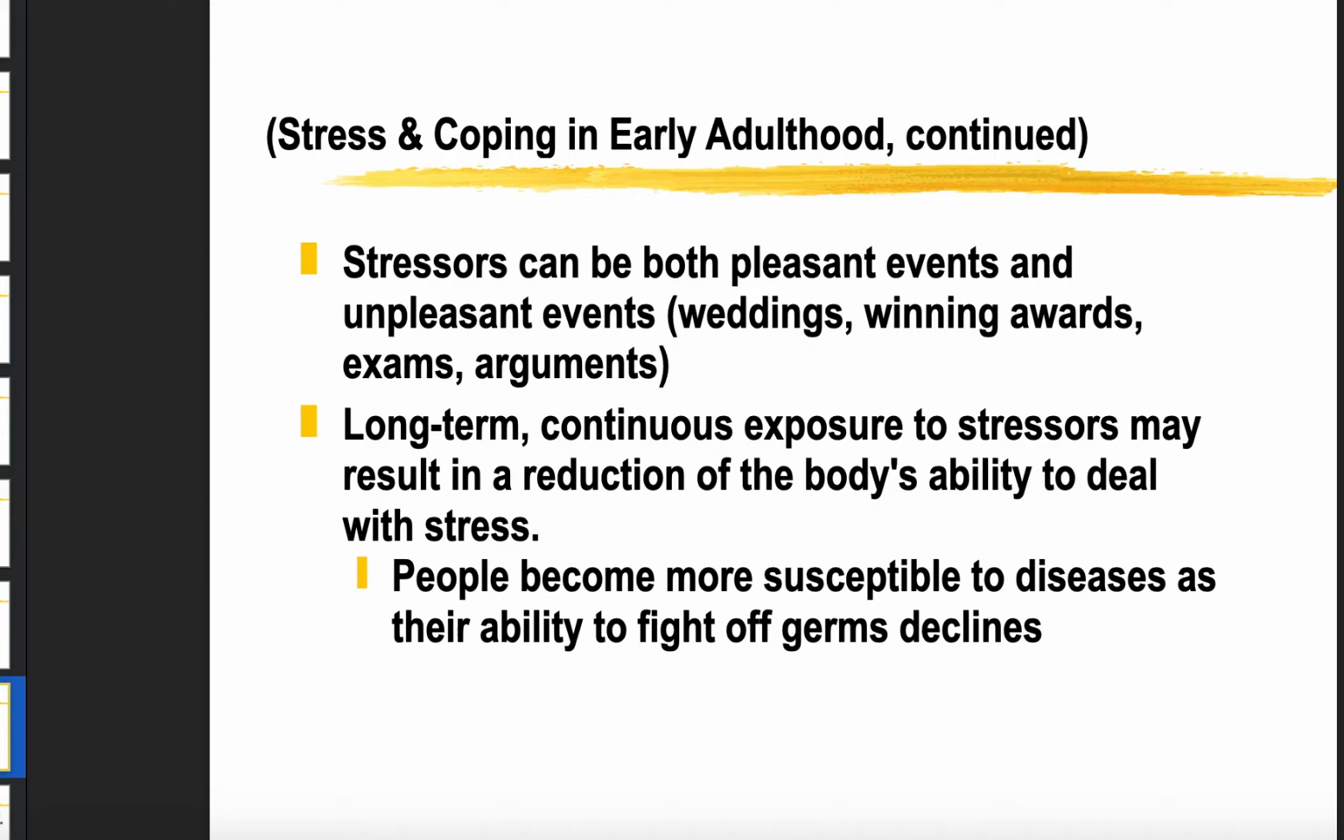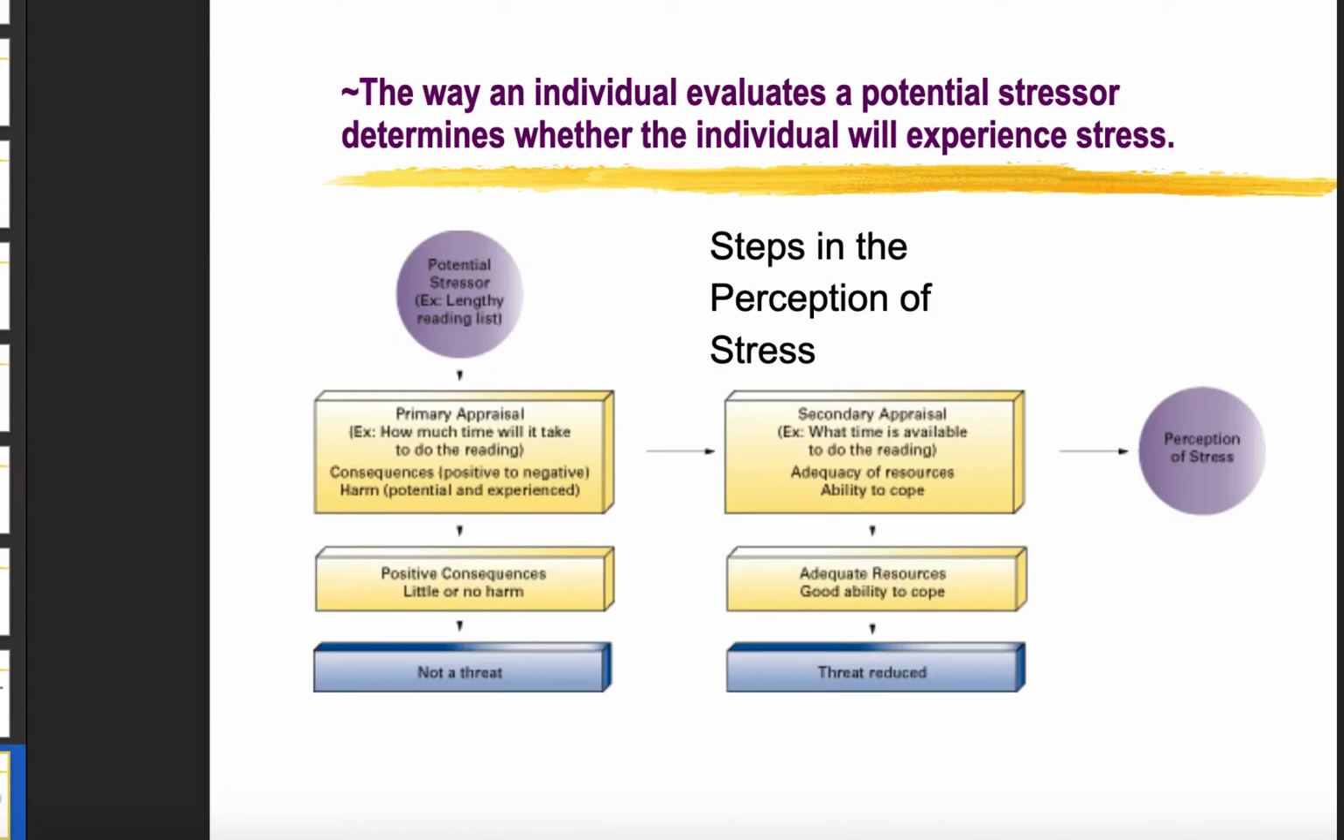So exams and arguments are obviously unpleasant events that deal with stress, but weddings and winning an award and having to get up on stage and accept that award, or hoping that all goes well for yourself and for your friends and family that are coming to your wedding as guests, that is also a stressful but pleasant event. And so we look at stress in terms of managing stress in this aspect here.